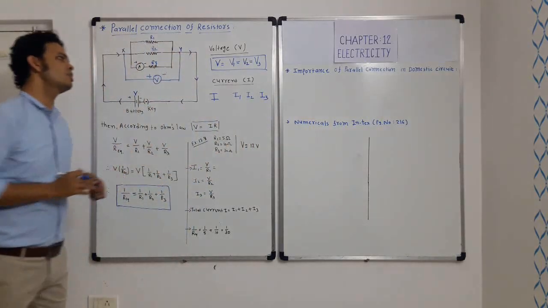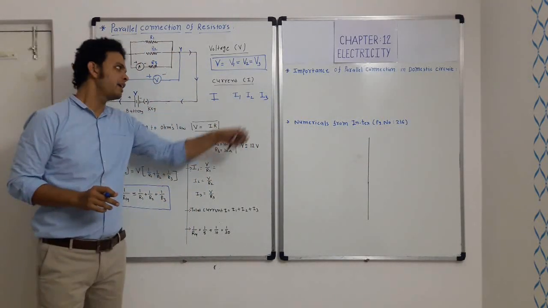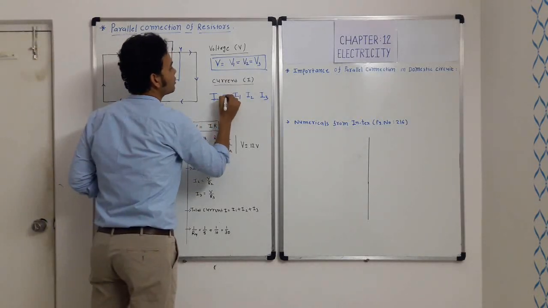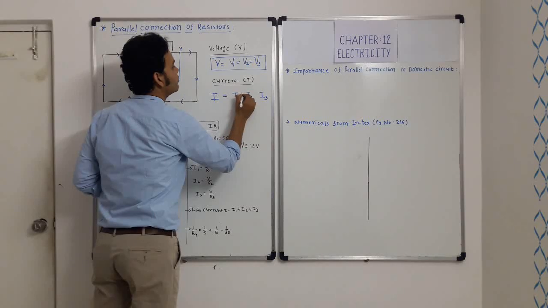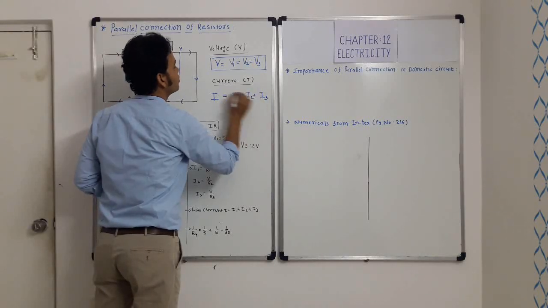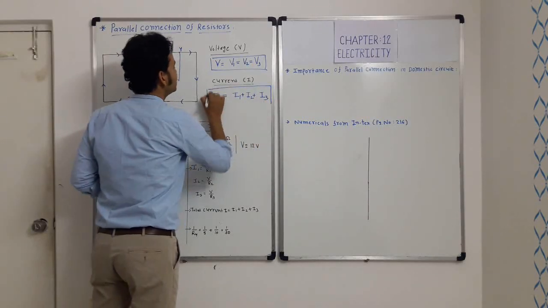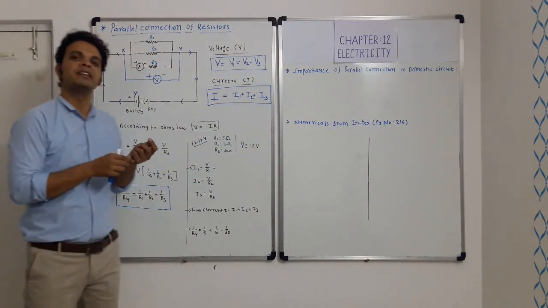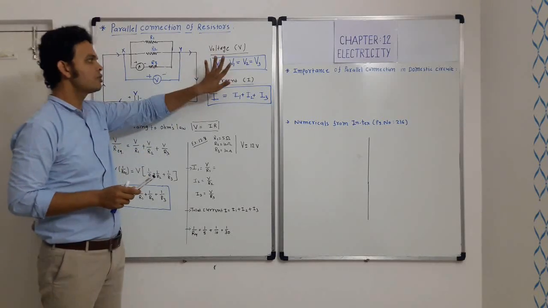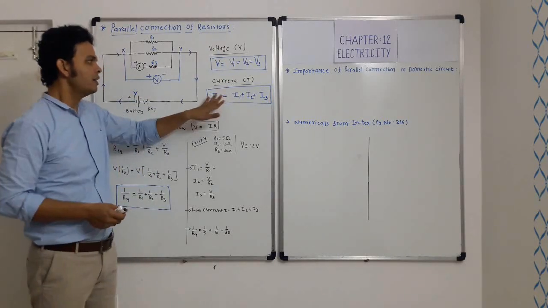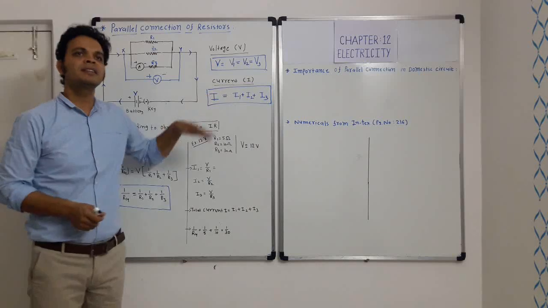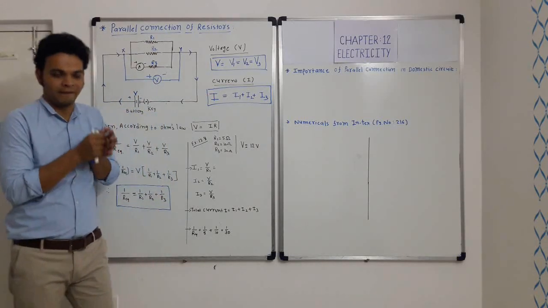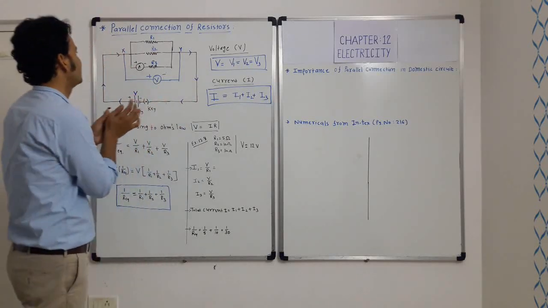So what is the relationship between I1, I2 and I3? This relationship is I is equal to the sum total of I1 plus I2 plus I3. Unlike the relationship which we have seen in the case of the voltage or potential difference, here the total current is the summation of the individual current flowing in all the resistances.